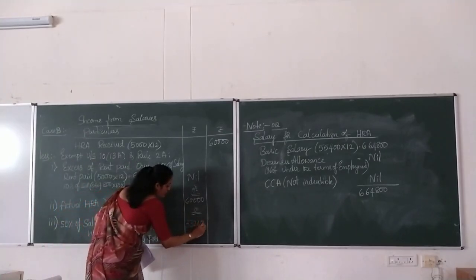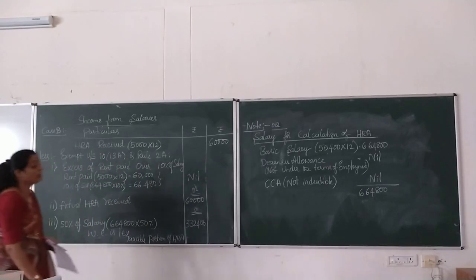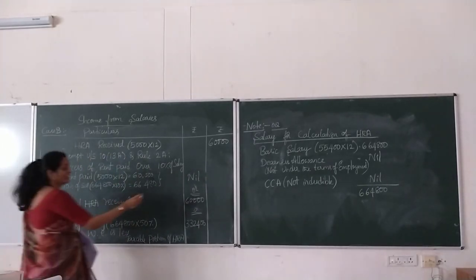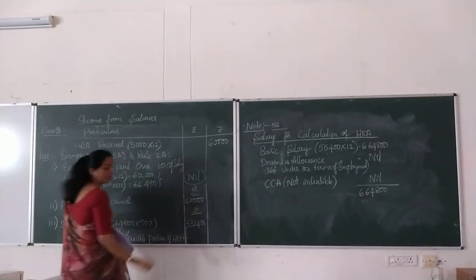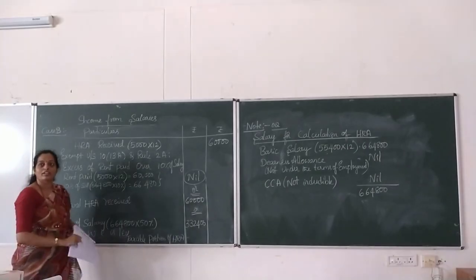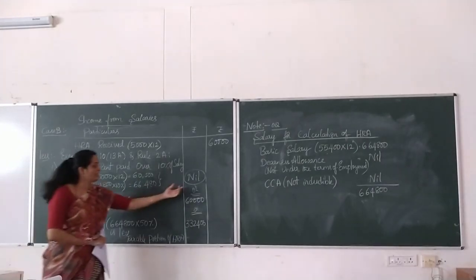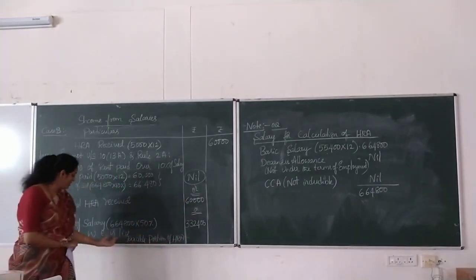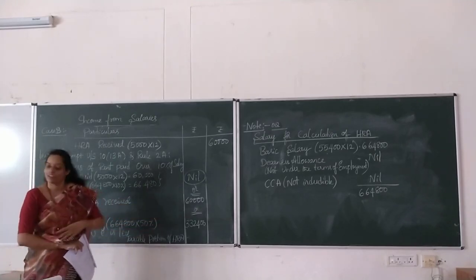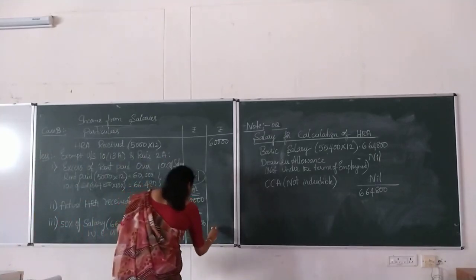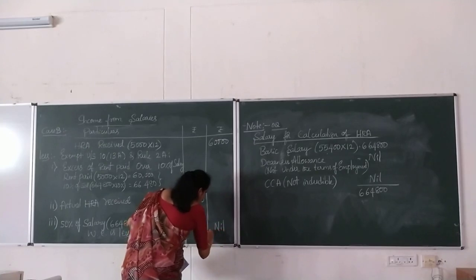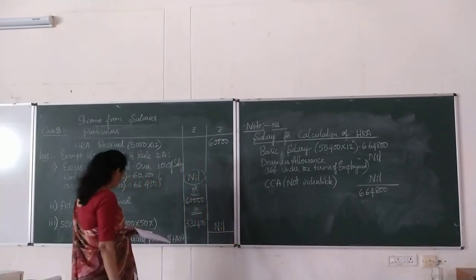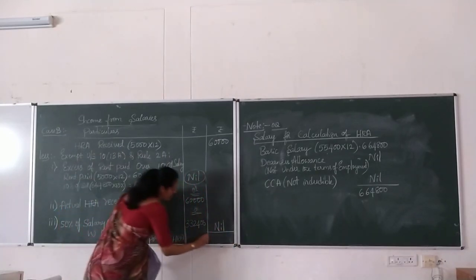3,32,400. Whichever is less means? Nil amount. Zero amount is less, right? Nil doesn't mean we don't take it. Nil itself is considered as whichever is less. Nil means no exemption. So taxable portion of HRA is 60,000.